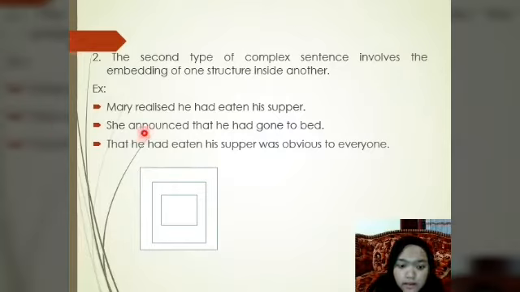Down rank in the sentence is that he had gone to bed. So it is put inside of the box, and the outside of the box is the main clause, and the main clause is "announced."